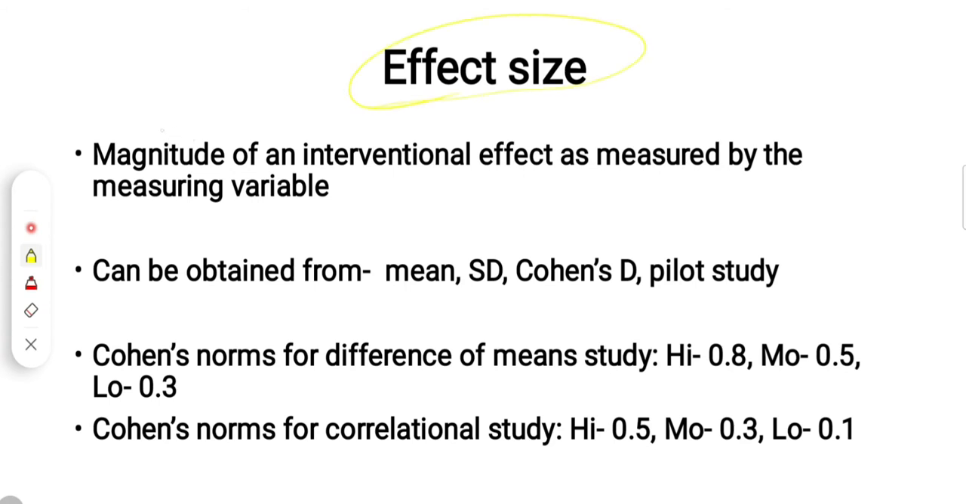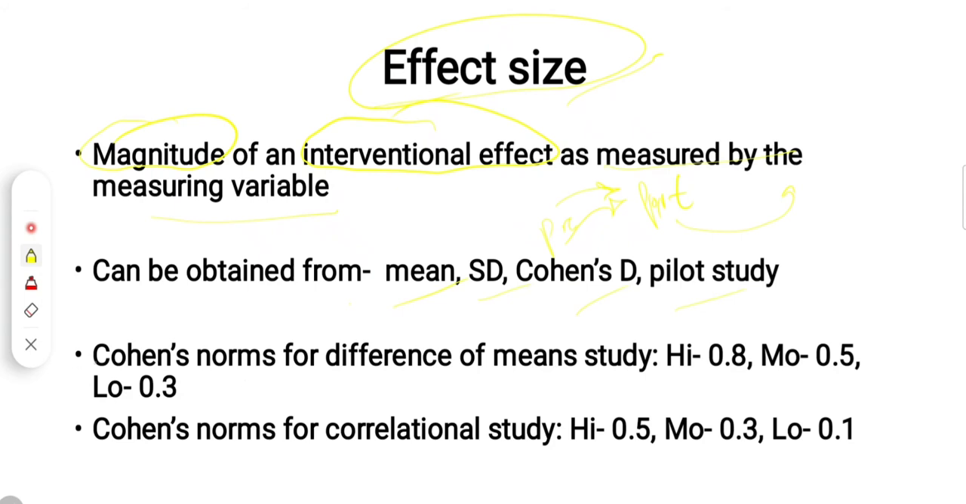So effect size is simply the magnitude of an interventional effect, measured by a measuring variable. In simple language, when we do any research, okay, how much effect is it showing? When we collect data pre and post, we get the changes. By that, using the mean and standard deviation, we can calculate the magnitude of the effect, how much effect it's giving to the variables in a research, that's called effect size, okay. It can be obtained from the mean, standard deviation, Cohen's d, or a pilot study, okay. These are the different forms.